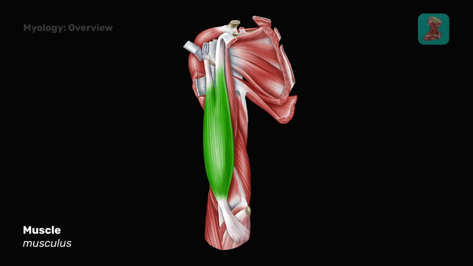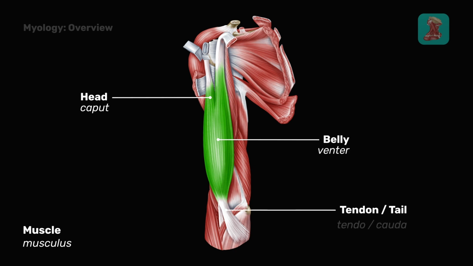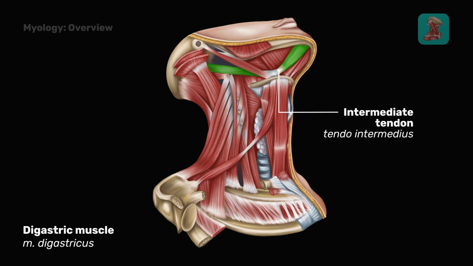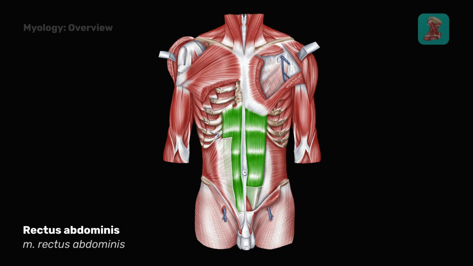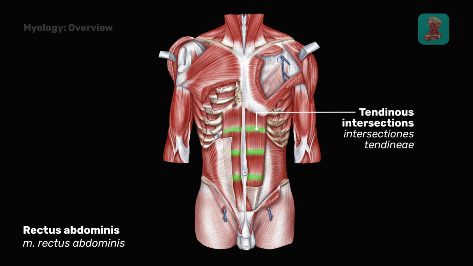The general outline of the structure of the skeletal muscle includes the following parts: the head, which usually corresponds to the place of the beginning of the muscle. The belly. The tendon, which usually corresponds to the place of insertion of the muscle, sometimes called tail. Some muscles have an intermediate tendon located between the two bellies, such as the digastric muscle. In some muscles, for example, in the rectus abdominis, the course of the muscle bundles is interrupted by several short intermediate tendons, the so-called tendinous intersections.